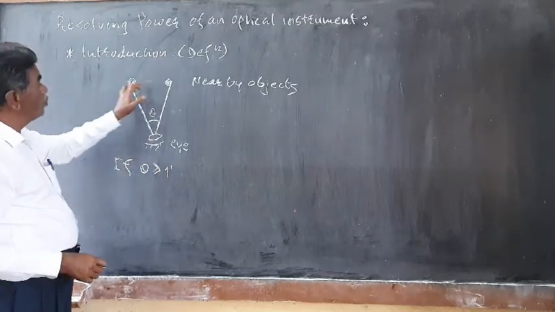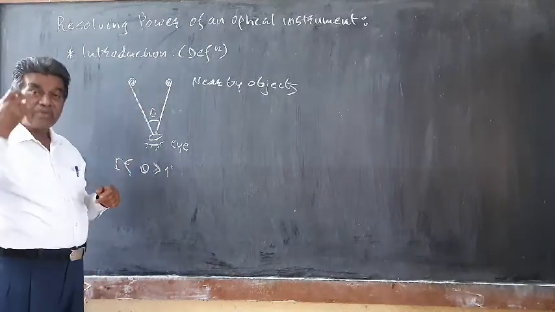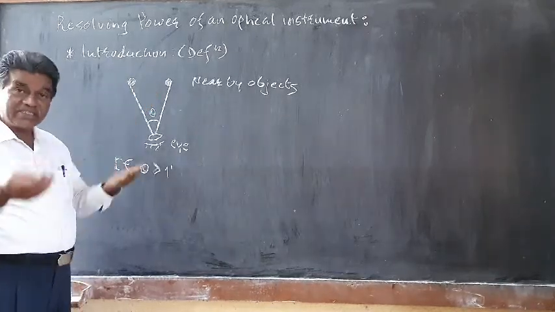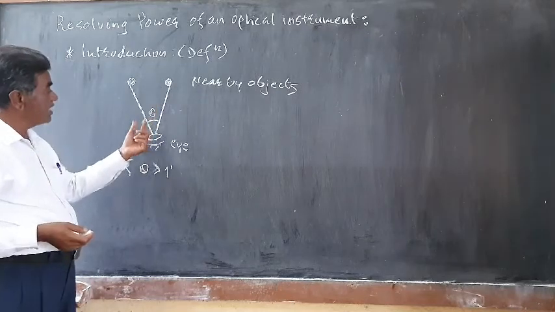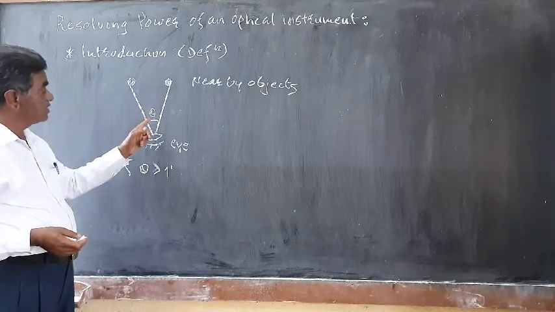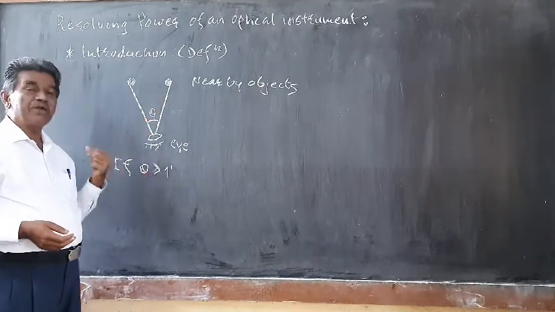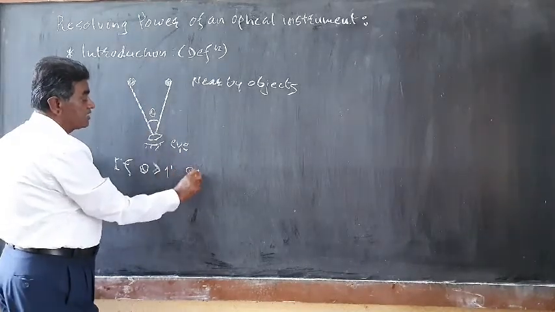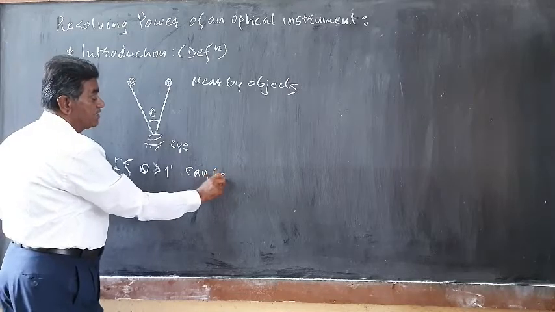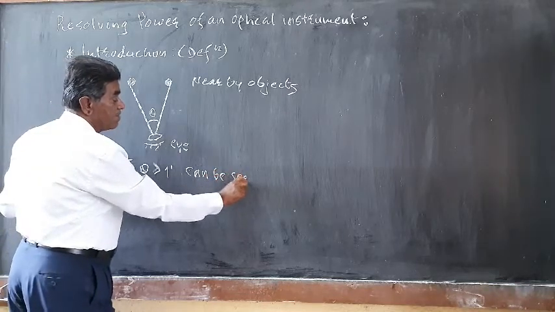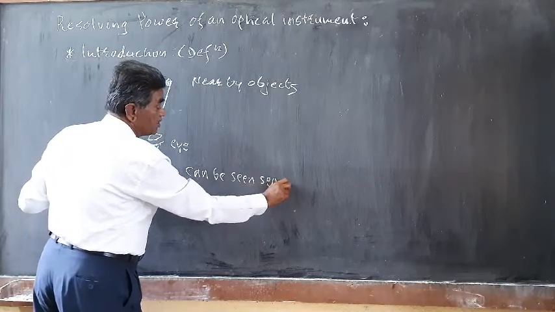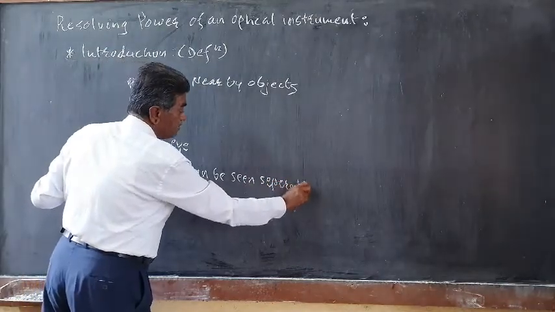then these two objects can be seen by our eye separately. These two nearby point objects can be seen separately if the angle subtended by them is greater than 1 minute.